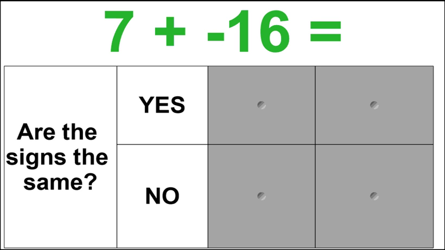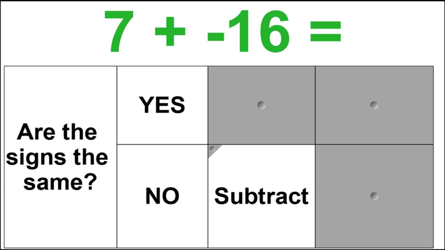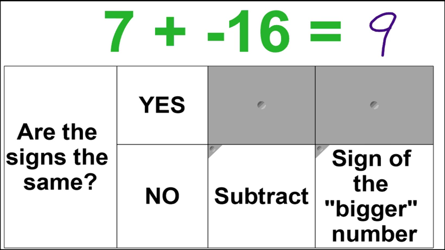So for this one, we got 7 plus negative 16. Different signs. So that means they're not the same. When they're not the same, what do we do? Subtract. So 16 minus 7 is going to give me 9. Sign, we've been saying it. What do we do? Keep the sign of the bigger number. So in this case, which one's the bigger number? The negative 16, so that makes the answer negative 9.